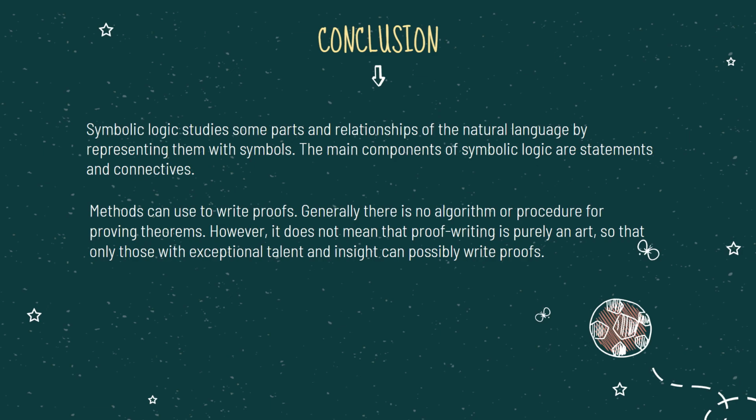Conclusion. Symbolic logic studies some parts and relationships of the natural language by presenting them with symbols. The main components of symbolic logic are statements and connectives. Methods can be used to write proofs. Generally, there is no algorithm or procedure for proving theorems. However, it does not mean that proof writing is purely an art, so that only those with exceptional talent and insight can possibly write proofs.